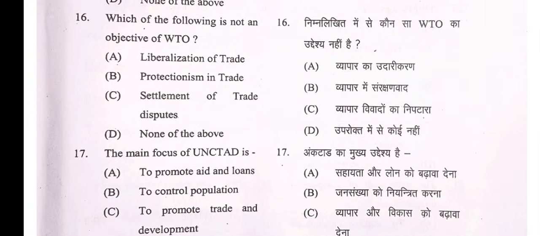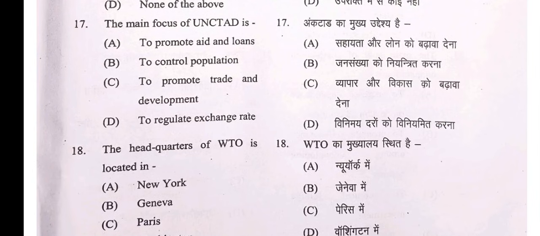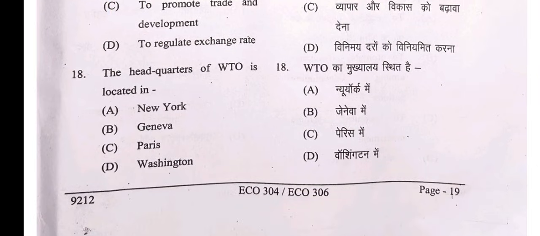थोड़ा सा स्पीड को तेज करते हैं ये. Which of the following is not an objective of WTO? WTO का ऑब्जेक्टिव कौन सा नहीं है? प्रोटेक्शनिज्म इज ट्रेड. ऑप्शन बी. The main focus of UNCTAD is UNCTAD का मेन फोकस होता है टू प्रमोट ट्रेड एंड डेवलपमेंट. The headquarter of WTO is located in Geneva. Option B.